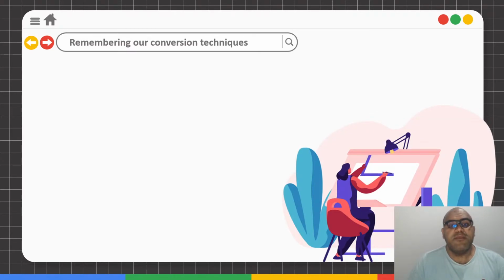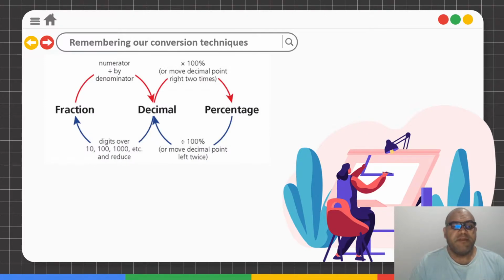Right now, let's remember our conversion techniques. Let's remember these are conversion techniques we learned already: fractional, decimal, and percentage. We worked on this last class. I think you remember. I showed it with you. Let's work over here using this chart.